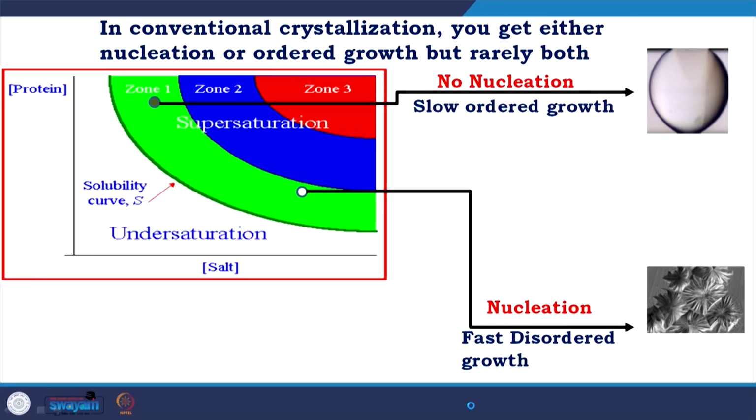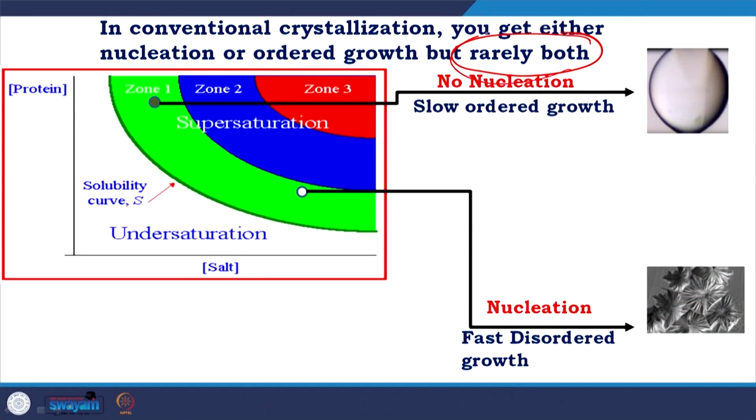Now as I told, in conventional crystallization, if you try to control, you get either nucleation or ordered growth, but it's very rare to get both of them, and that's why the rate of getting a proper crystal is low. If you get a disordered crystal, you cannot do anything with that. So when I say crystallization, it's ordered crystallization, ordered growth. Both happening together is very rare.